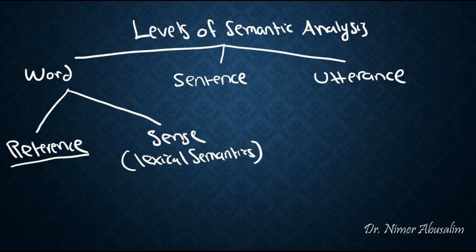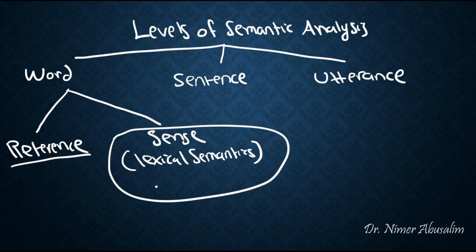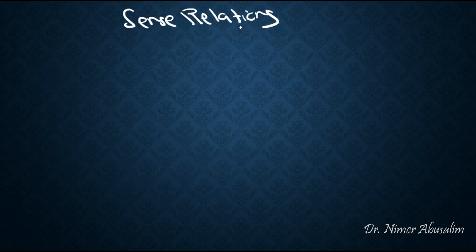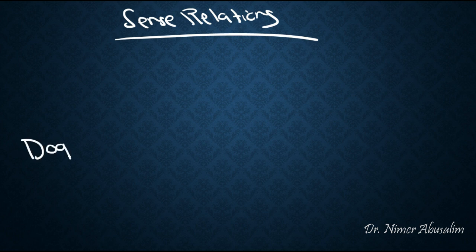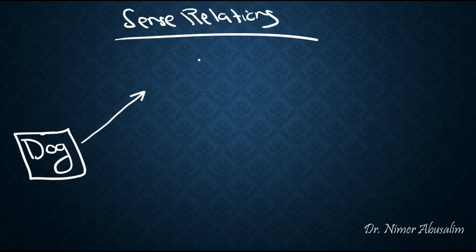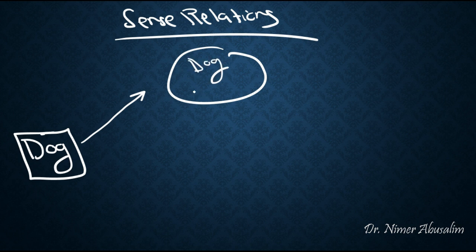We have already spoken in great detail about reference. Now we begin with going into the details of sense and sense relations. So what are sense relations? If you recall back from our semiotic triangle, we said that if we say the word dog, the linguistic expression, that this word actually means a certain concept of dog or a sense of dog.